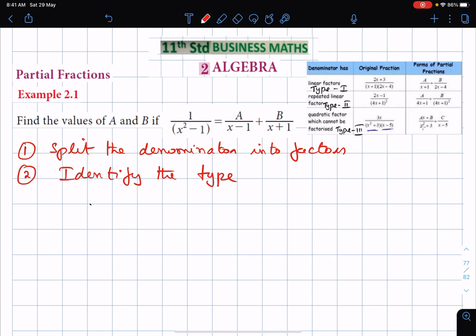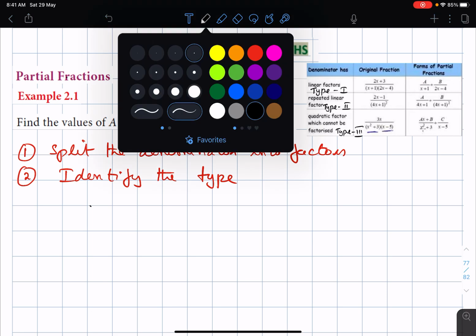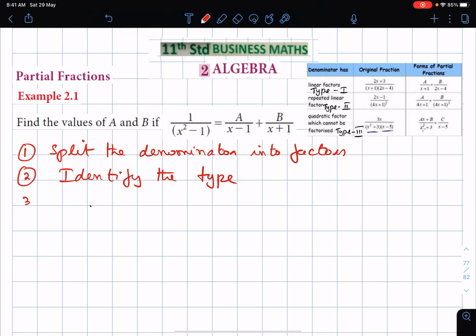We have got three types. I have given you the three types: linear factors, repeated linear factors, and quadratic factor which cannot be factored. So identify the type. After identifying the type, what will you do? You will automatically write in that form, isn't it? So after identifying, write it in partial fraction form. You must understand, write it in partial fraction.